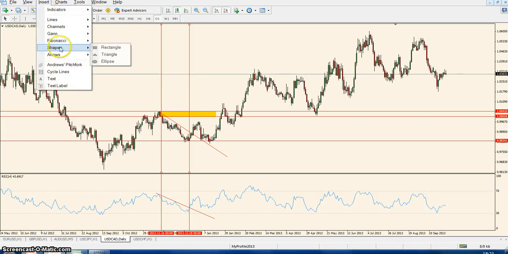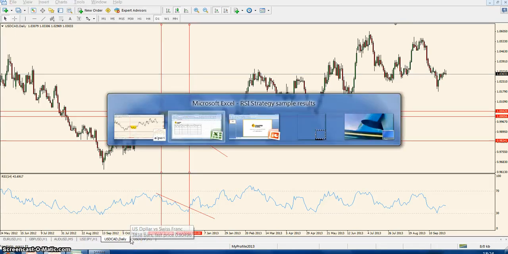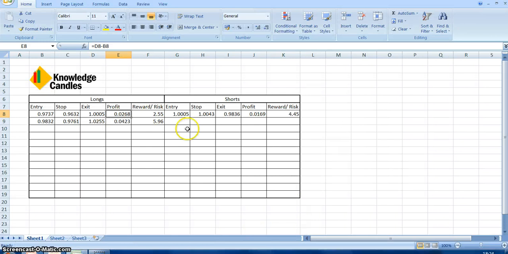So profit of up to 0.9834. Okay, so it's a short trade. Again, let me record it in the Excel sheet. It's a short trade, so I'll enter it here.